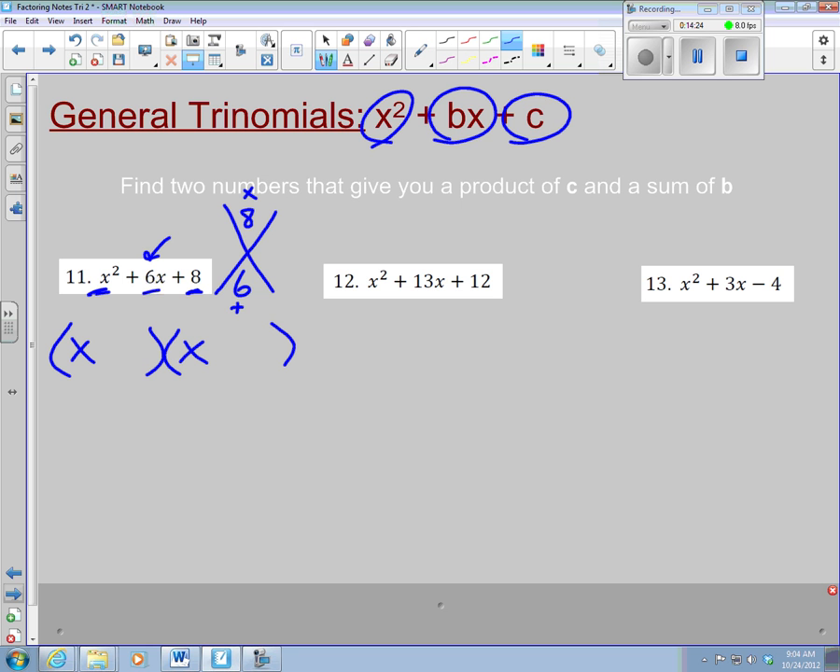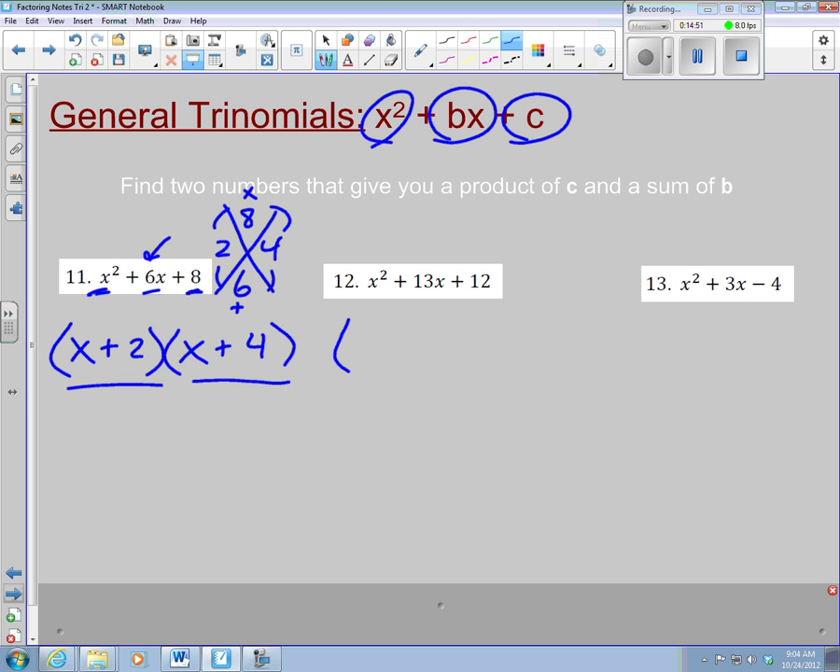Now, factors of 8 are 1 and 8. That's not going to work. But 2 and 4. 2 times 4 will give me the 8, and 2 plus 4 will give me the 6. So I'm going to put a 2 here and a 4 here, and they're both positive, so it's x plus 2 and x plus 4. And there are my factors. It is factored completely. How many factors do I have? Once again, 2. Each binomial is a factor.